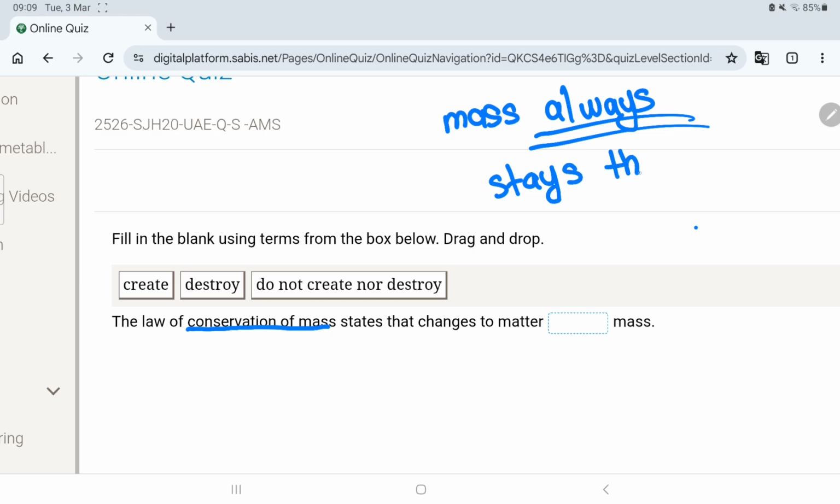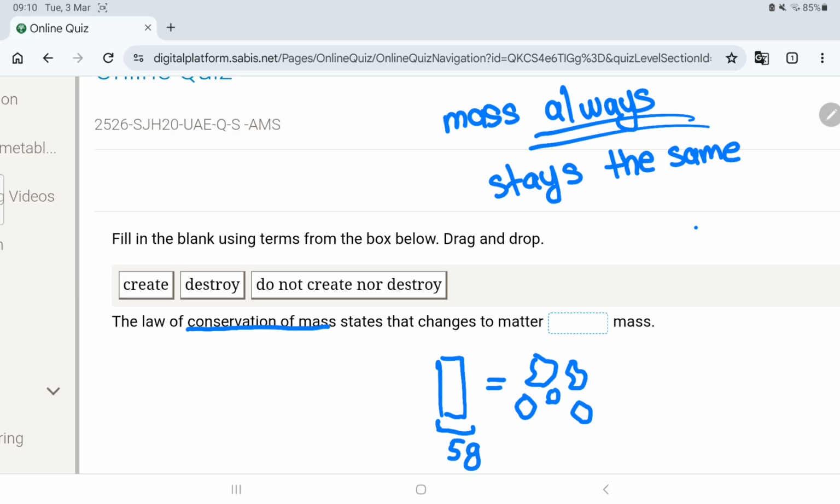Stays the same. Right? For example, I have a piece of paper and then I cut it into 5 pieces. 1, 2, let's say 3, 4, 5. Let's say that the mass of this paper was 5 grams. So what do you expect the mass to be for all of these little papers? Also 5 grams. Did you make mass? No. Did you destroy mass? Did you remove it? No.